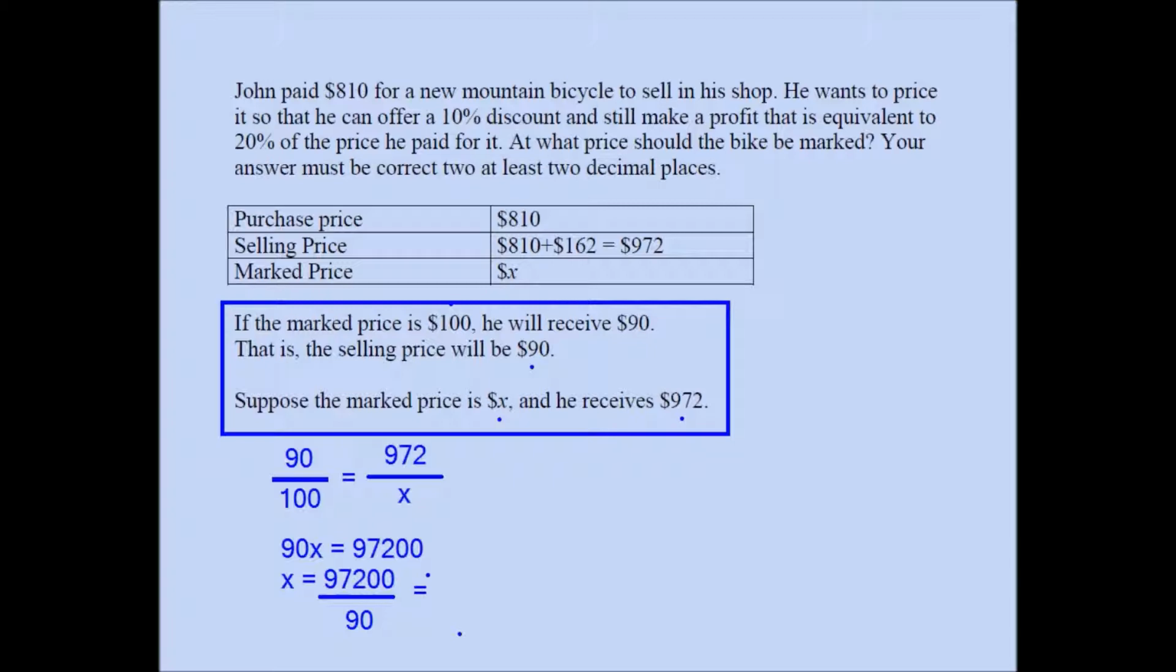I'm getting 1080. So x has to be 1080. That kind of makes sense. If you now try to find 10% of 1080, subtract it from 1080, you're going to get 972. So this is my final answer. His marked price has to be 1080.